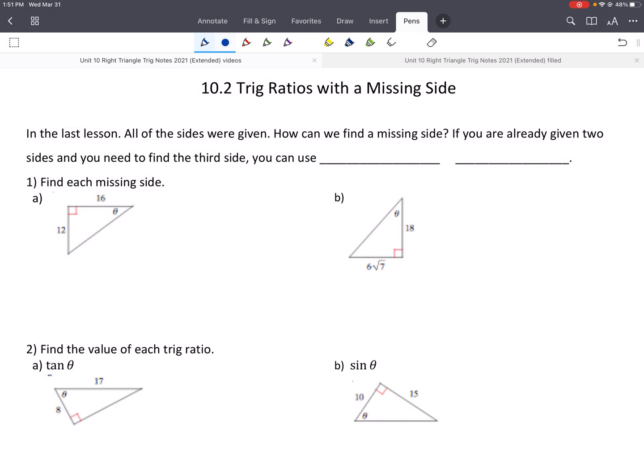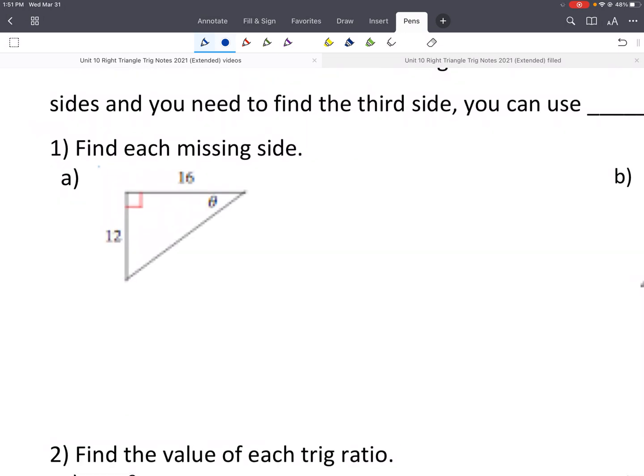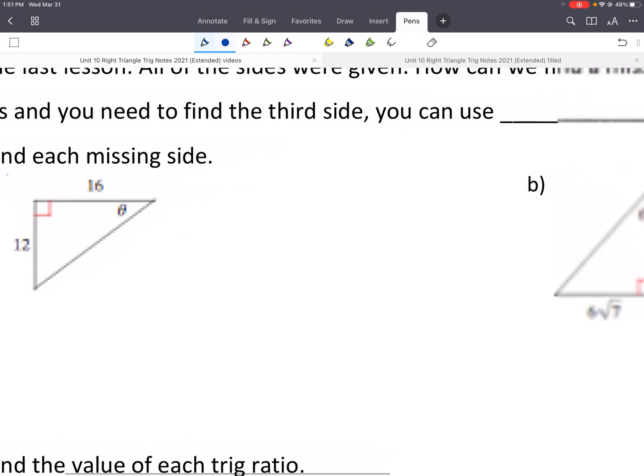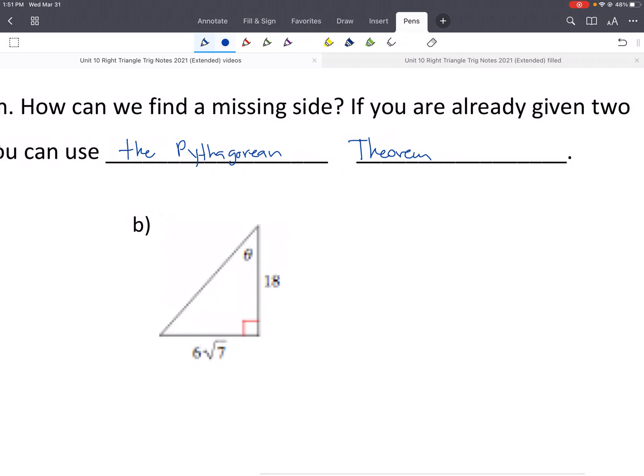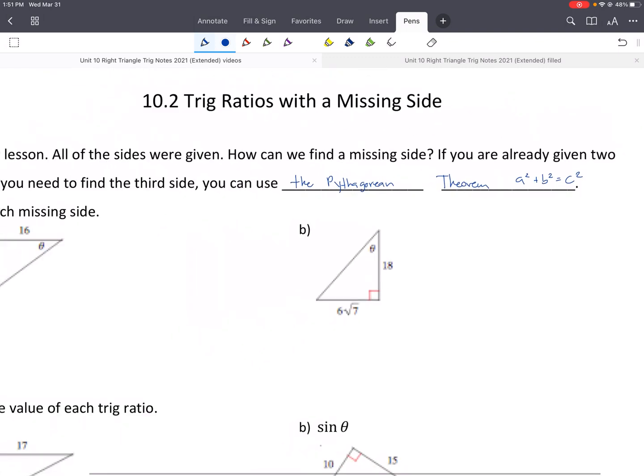If we're missing a side, like looking at example A, you've learned how to do this before. If you recall, that is called the Pythagorean Theorem. If we have two sides and we're missing one, we can use the Pythagorean Theorem. I always spell it wrong, so be patient. That's a squared plus b squared is equal to c squared.